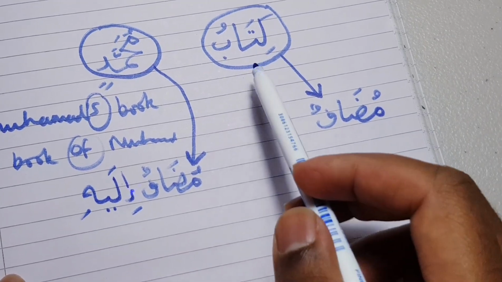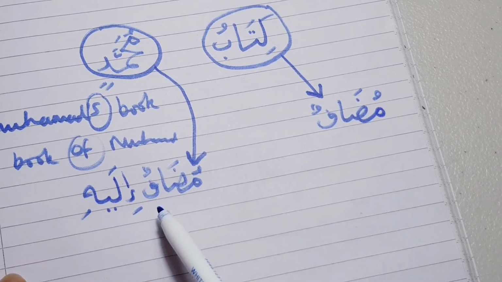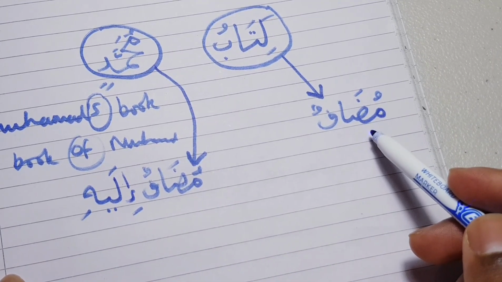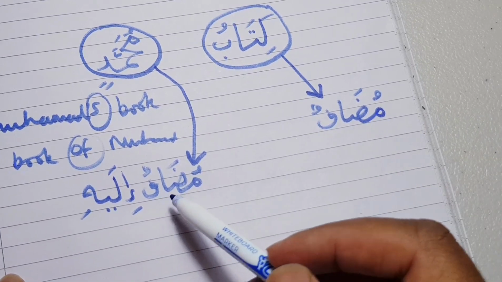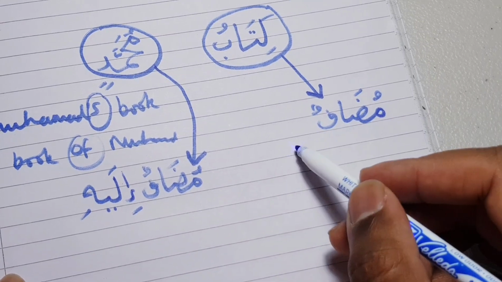So we have two nouns. The first one is called mudaf. The second one is called mudaf ilayhi. Mudaf is the thing that's been ascribed. Mudaf ilayhi, who it's ascribed to. Or in other words, we could say possessed.